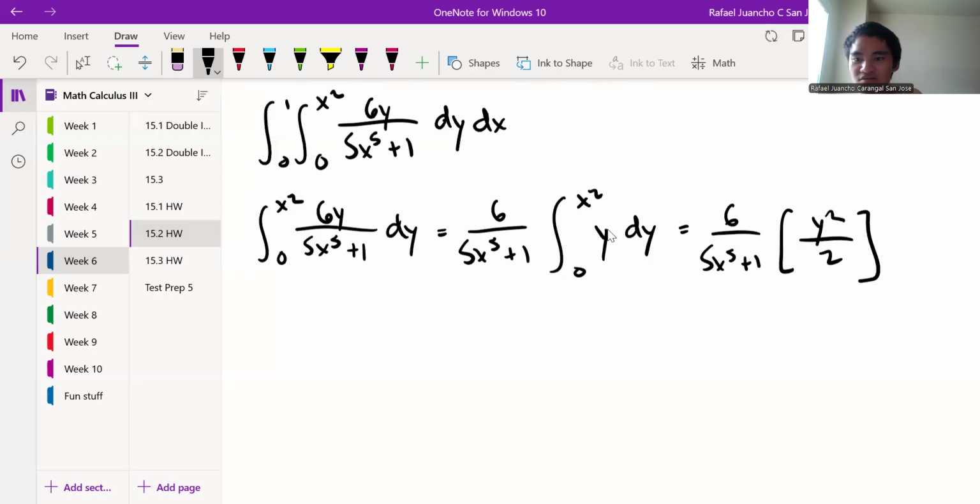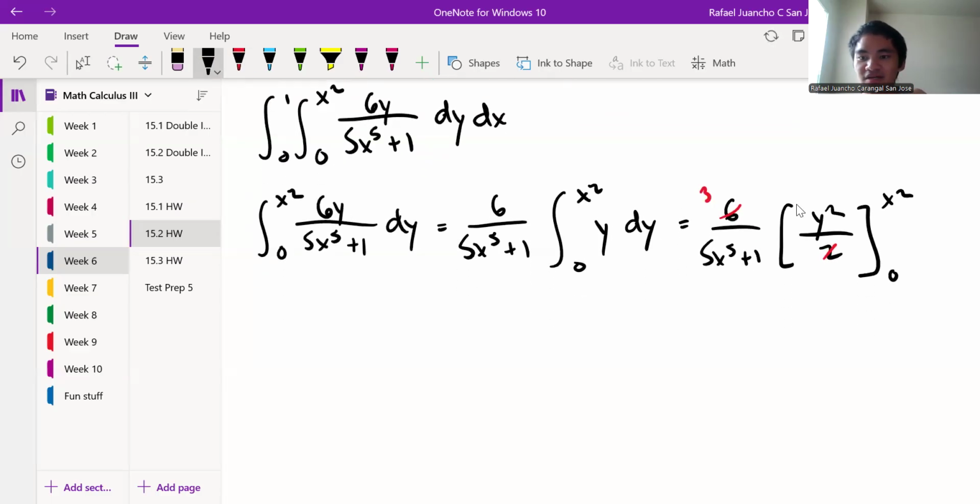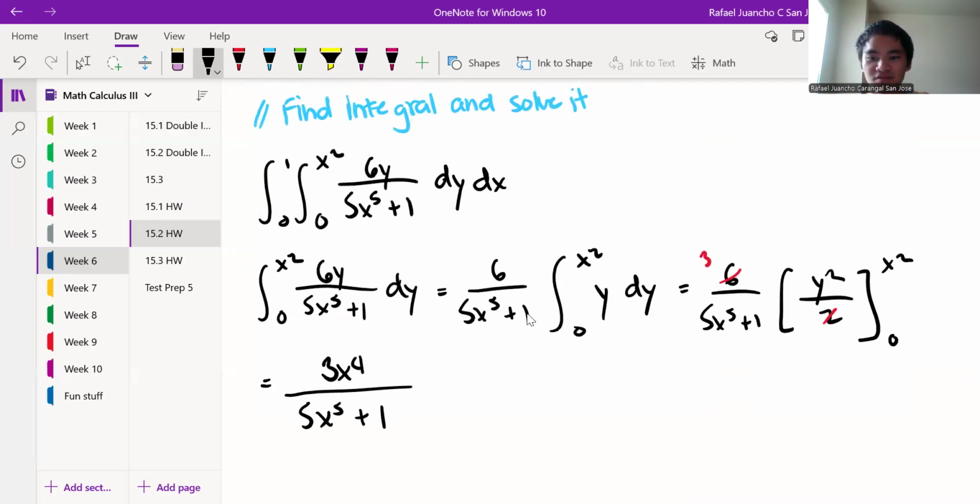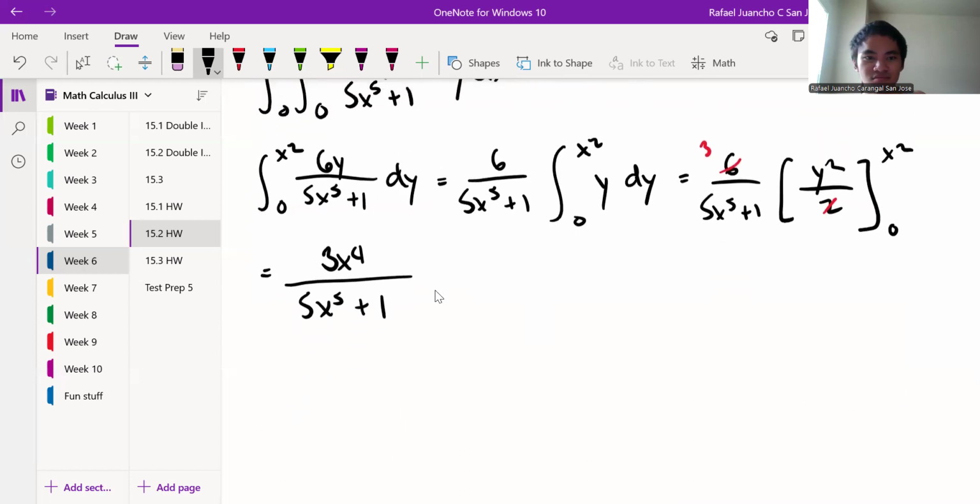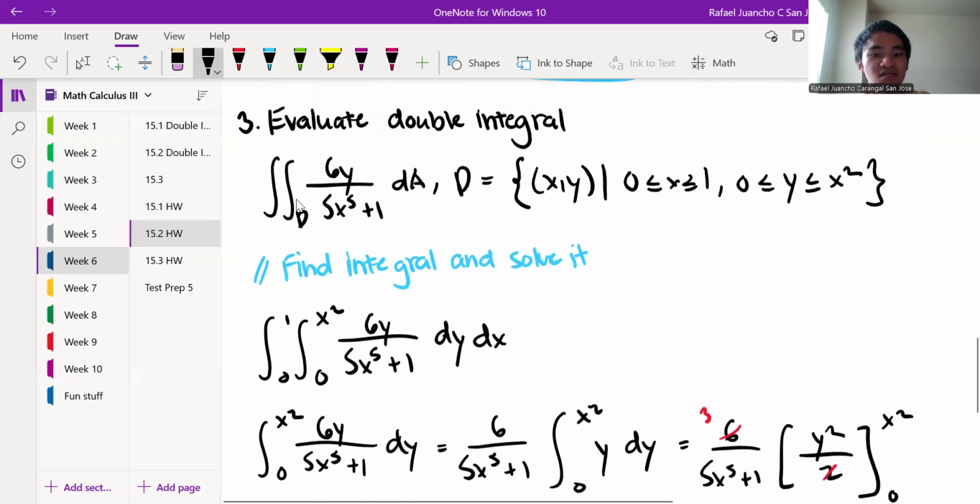I could cancel this, 1, 3. Right? I could do that. And then from there I get x squared, so x to the 4th. So I get 3x to the 4th over 5x to the 5th plus 1. I can't do it by a 0, because then that would be just minus 0. And that's it, right? Now I integrate this with respect to x.